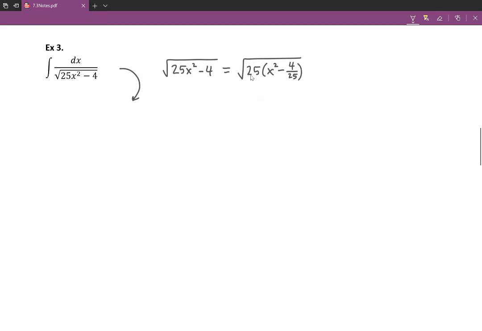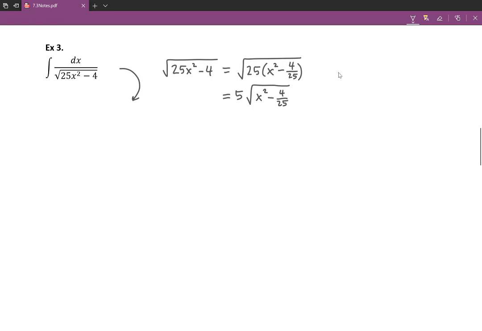It's okay to do that, because if you turn back around and you distribute the 25 back in, you get 25x squared, and then when it distributes to the fraction, the 25's cancel and you just have minus 4. So it's okay to factor things out like this. Factoring is just reversing the distribution process. Now the square root of 25 is 5, and so we just get the square root of x squared minus 4 over 25 left inside the radical.